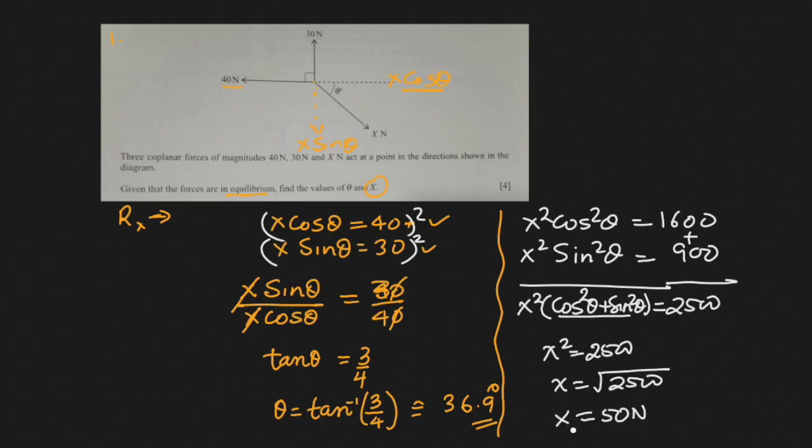So we got x equal to 50 Newtons, and the angle equal to 36.9 degrees. If you had put this angle into the equation, you would get something like 49.99, but not exactly 50 Newtons. That's why I preferred this method. It's worth 4 marks. It's good to show some work on this.